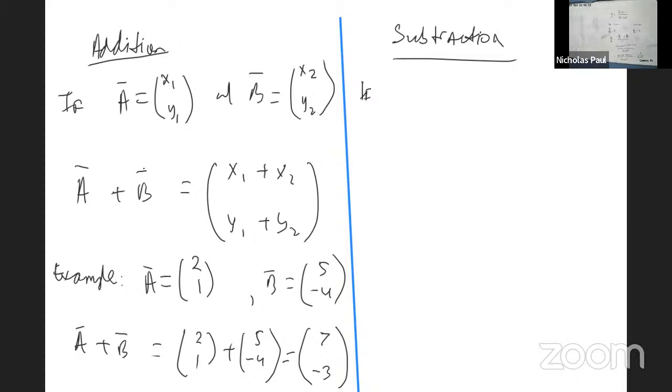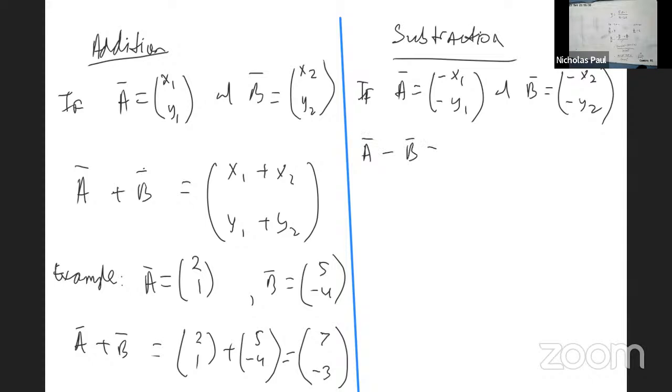Let's do subtraction one time. If A is equal to (x1, y1), and B is equal to (x2, y2). If it's minus, you're doing the same thing. You're taking the x values and subtracting them. You're taking the y values and subtracting them.